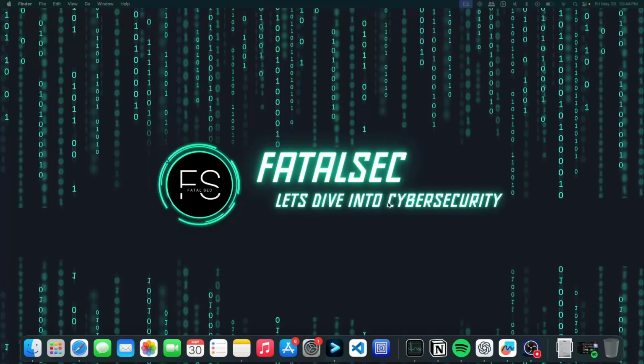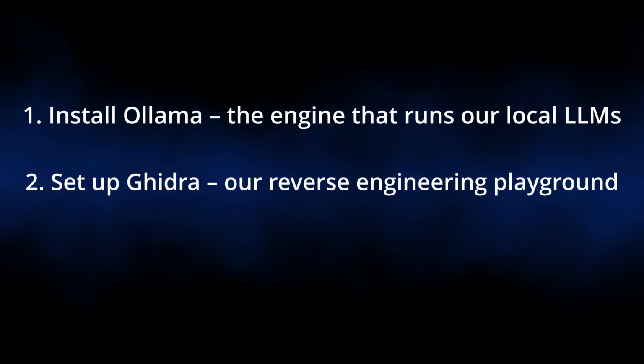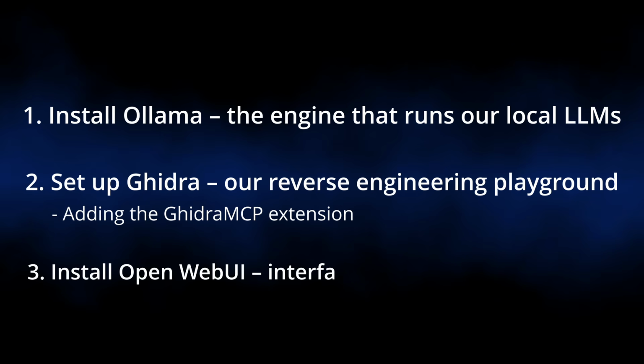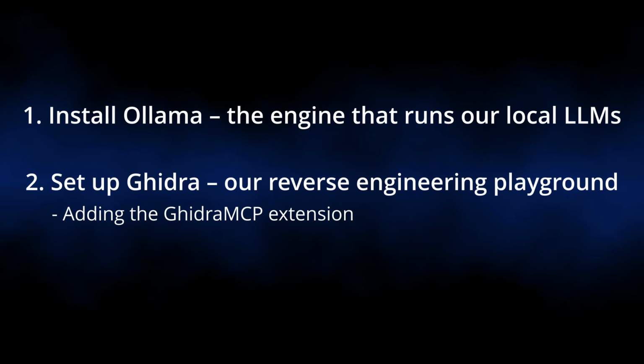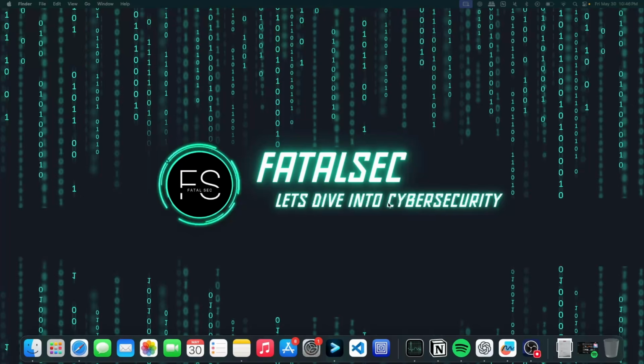Alright, let's dive into the setup process. It's a simple 3-step journey to get everything up and running. In the first step, we are going to download and install Ollama, which is the engine that runs our local LLMs. Second step is to set up Ghidra, which is our reverse engineering playground. In Ghidra, we will install an extension called GhidraMCP for AI-powered analysis. Then as a third step, we are going to install Open WebUI, which is a sleek interface just like ChatGPT, which allows you to chat with your local model. So let's start with step 1.